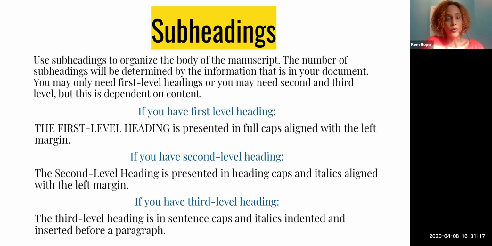As we have spoken about before, first level headings for ASA would be in all caps and aligned to the left margin. Second level heading is presented in heading caps and italics aligned with the left margin. And third level heading is in sentence caps and italicized, indented and inserted before paragraph.